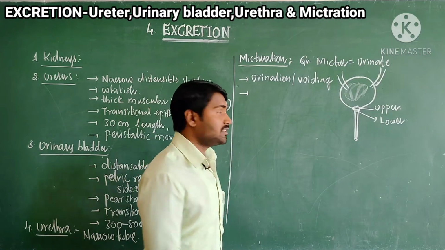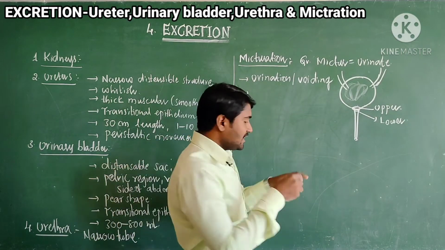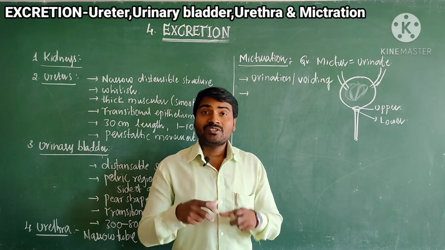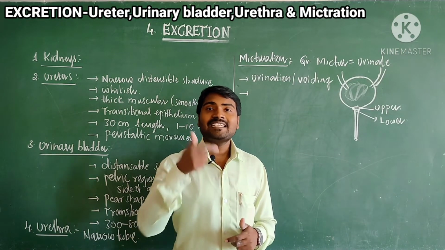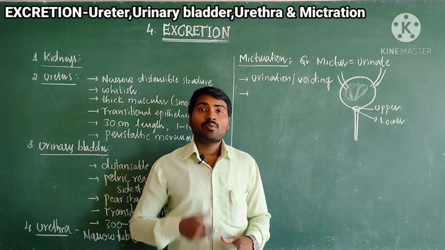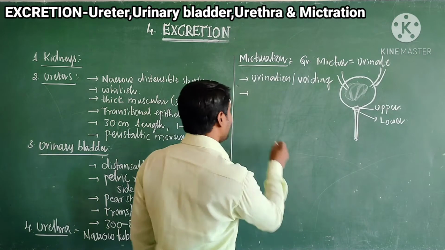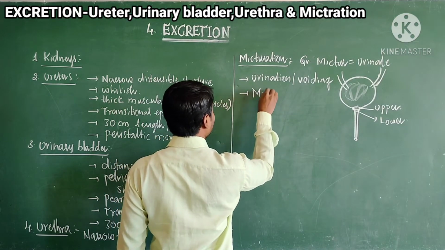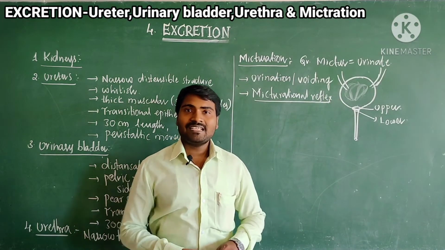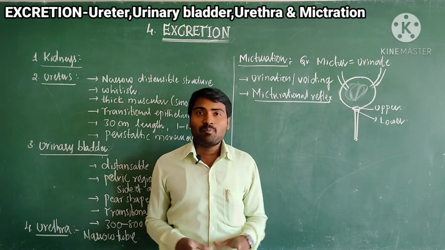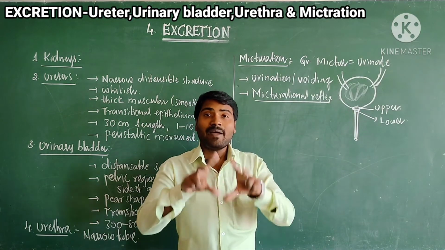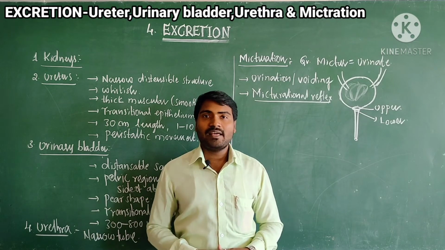When the bladder is filling with urine, it is going to stimulate the nerves which are present in the bladder. These nerves send a signal to the central nervous system. Thereby the central nervous system produces a reflex that is called the micturition reflex. The micturition reflex is going to relax the bladder and contract the sphincter. So thereby urine is collected in the bladder.